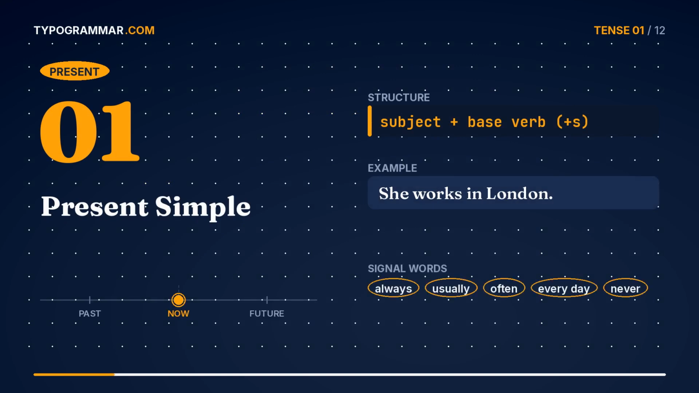Tense number 1, the present simple. We use it for facts, habits, and routines. The structure is the base verb, and we add an S for he, she, or it. For example, she works in London. Water boils at 100 degrees. I play football every weekend. Signal words include always, usually, often, every day, and never. Remember, if something is generally true or happens again and again, the present simple is your tense.